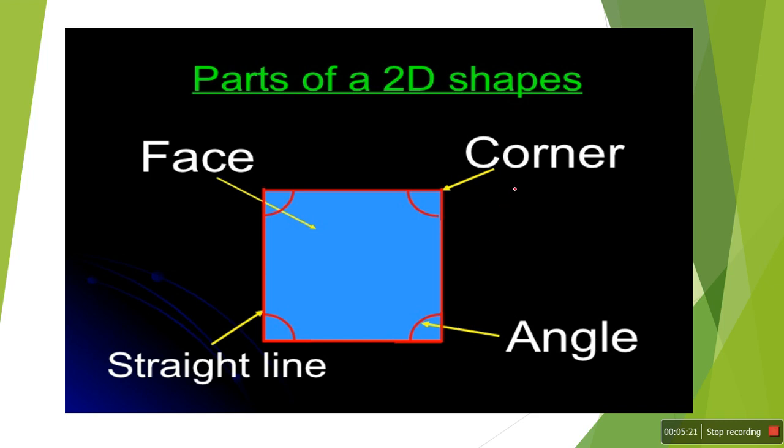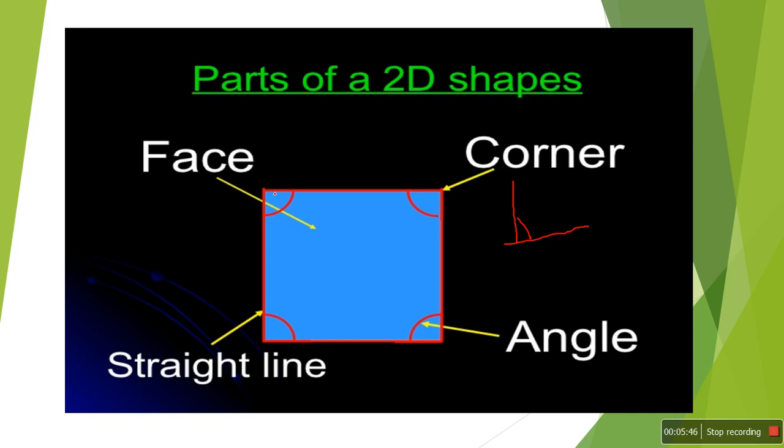And if I talk about an angle, what is an angle? Basically an angle is where two straight lines intersect each other. Both lines make an angle. This is an angle. So this one is also an angle, this one is also an angle, this one is also an angle, and this one is also an angle. So how many angles are there? 1, 2, 3, 4.